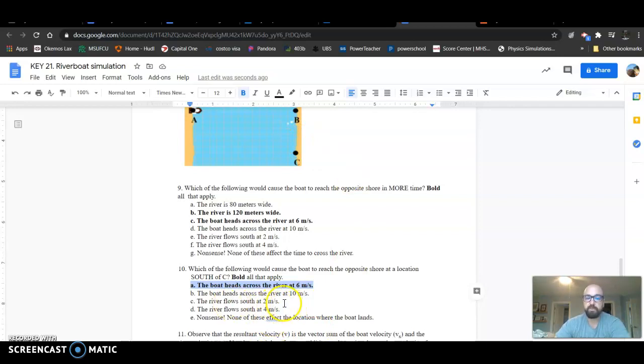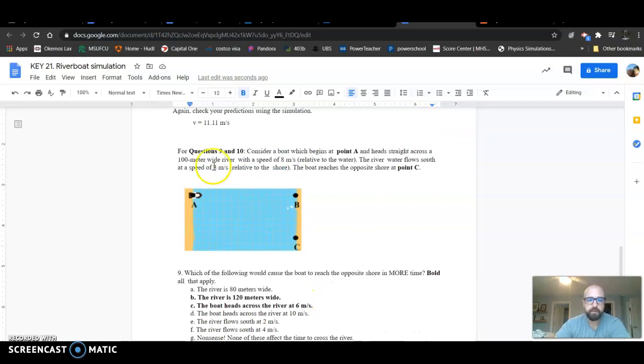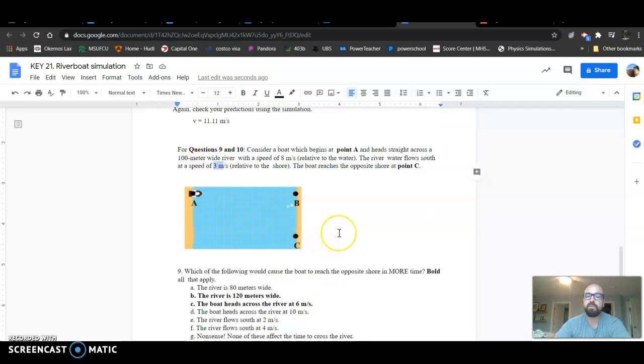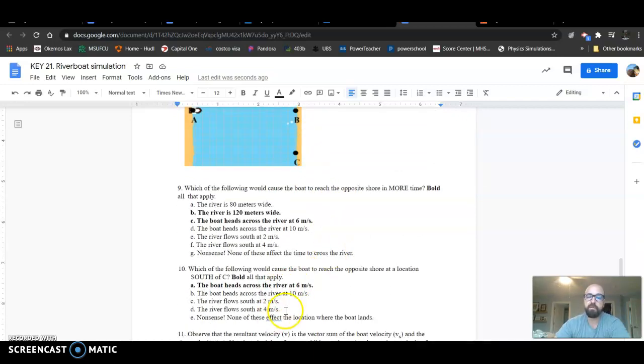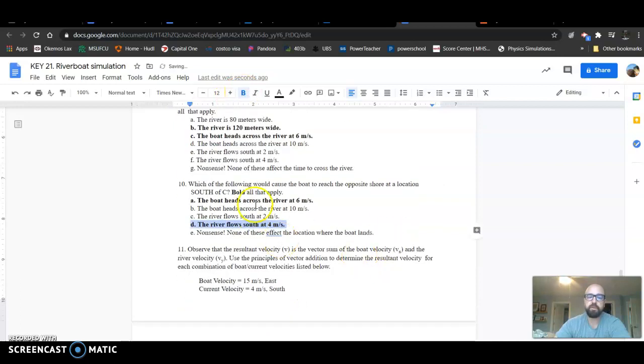River flows at 2 meters per second, compared to earlier it was at 3. When the river was 3, it ended up here. So if the river is slower, it's not going to go downstream as far. But if the river's faster, it'll go downstream further. So those two right there.